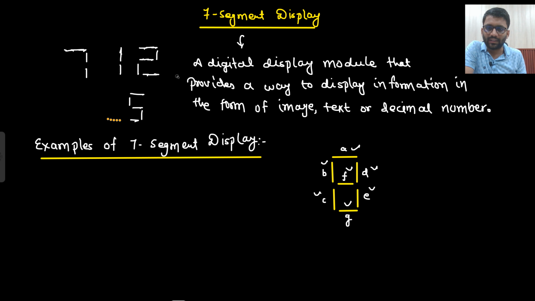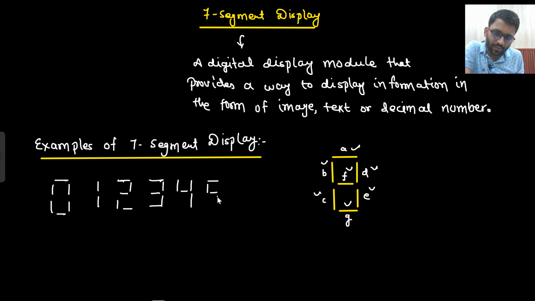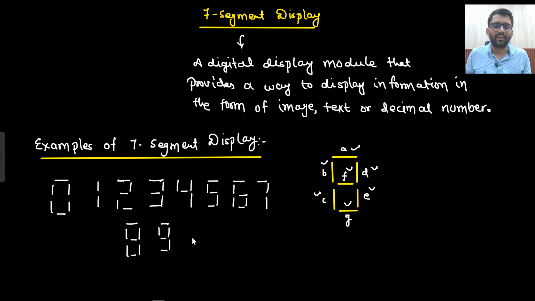So let's just see some examples. Again, how will 0 be written? 0 will be written in this manner. How will 1 be written? In this manner. How will 2 be written? 3 will be written in this manner. 4 in this manner. 5, right? You can make it on your own. 6, 7, 8, 9, right? So these all are the numbers.